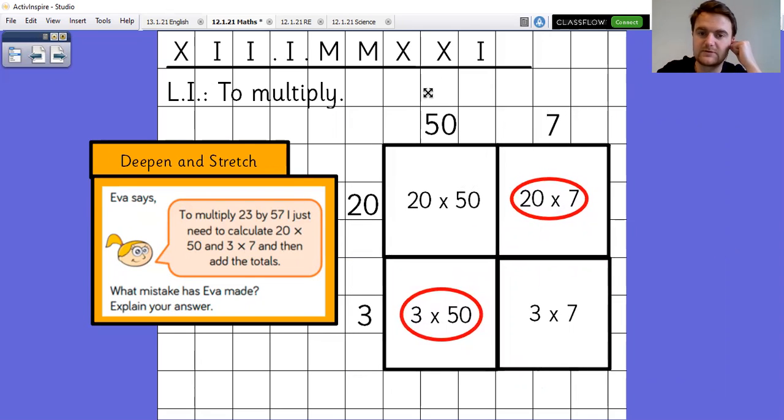But remember, with those sorts of questions, it's not enough to just be able to tell her what the answer should be. We need to be able to explain where she made a mistake and how she can correct it as well. So that's what she's forgotten to do.